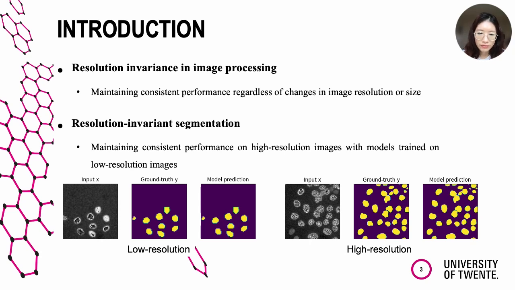What is resolution invariance in image processing? Basically, it means maintaining consistent performance regardless of changes in image resolution or size. So in the specific context of medical image segmentation, resolution invariance serves the purpose of generating high-resolution segmentation using models trained on low-resolution images. This property is particularly valuable for tasks such as medical image analysis, where precise delineation of structures is critical for accurate medical image analysis and diagnosis.